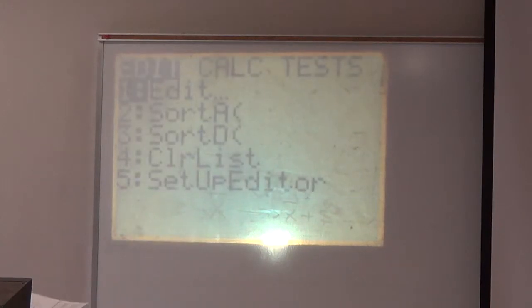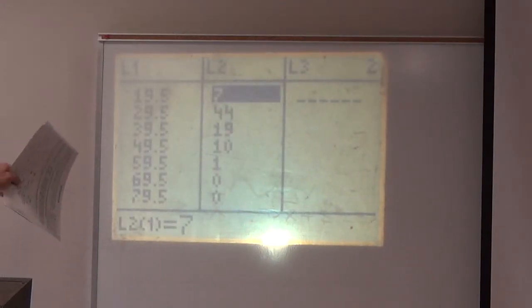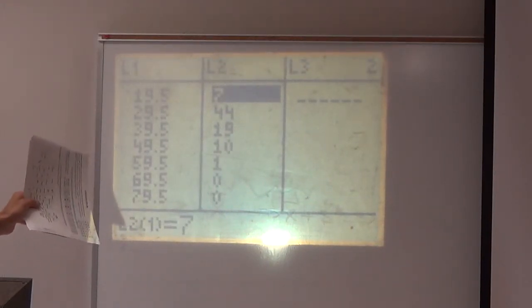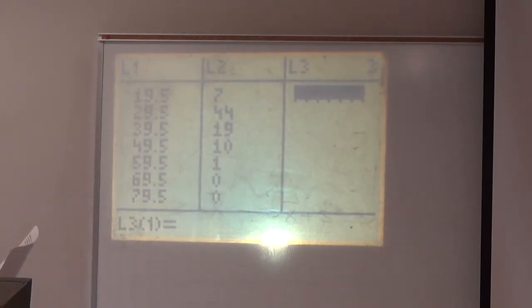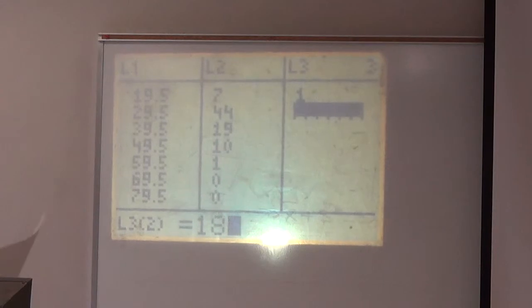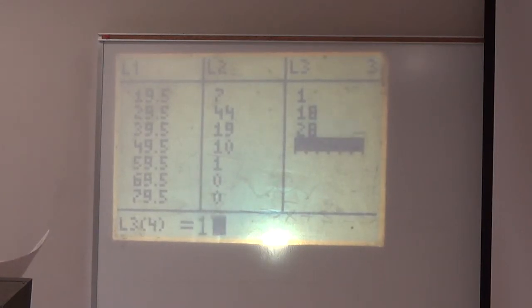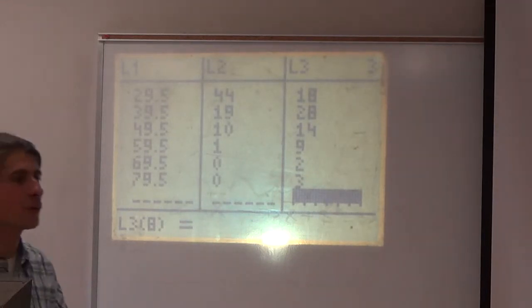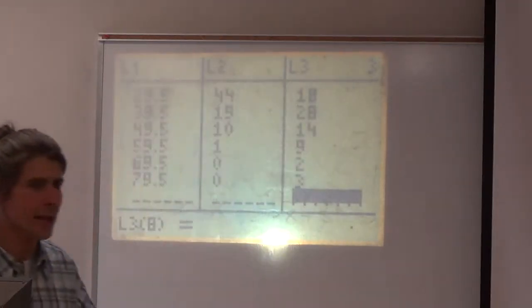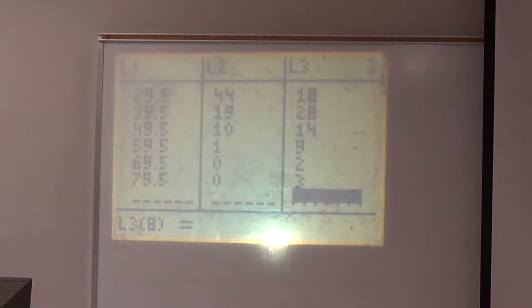So I'm going to go to Stat, Edit. I'm going to leave L2 there. If you already erased L2, don't worry about it. It's totally fine. I'm going to put the bottom finishers in L3. That's 1, 18, 28, 14, 9, 2, and 3. All's well. If we already erased them, can we just put back in L3 the first one again? Yes. Of course. Absolutely.